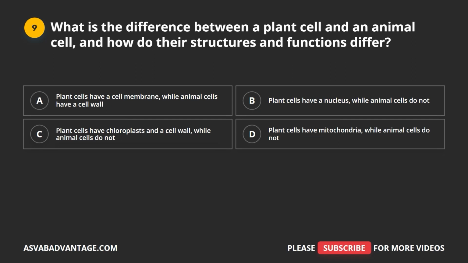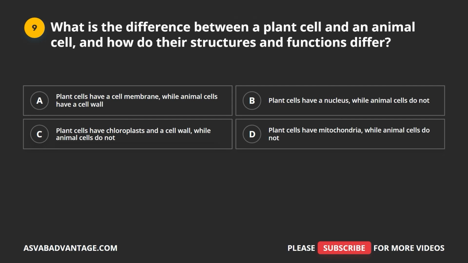Question 9. What is the difference between a plant cell and an animal cell, and how do their structures and functions differ? A. Plant cells have a cell membrane, while animal cells have a cell wall. B. Plant cells have a nucleus, while animal cells do not. C. Plant cells have chloroplasts and a cell wall, while animal cells do not. D. Plant cells have mitochondria, while animal cells do not.